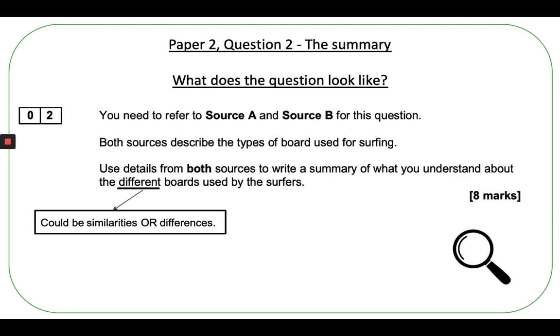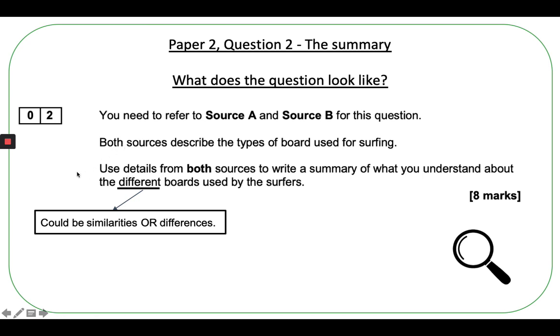Thank you. So, question 2, the summary. What does the question look like? Let's remind you. You need to refer to both source A and source B for this question. The sources will be about a page long. In this case, both sources describe the types of board used for surfing. You will always be told what the sources are about.